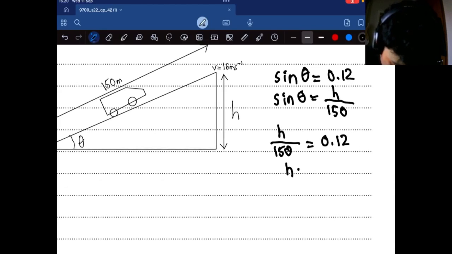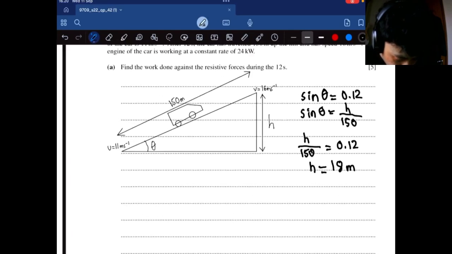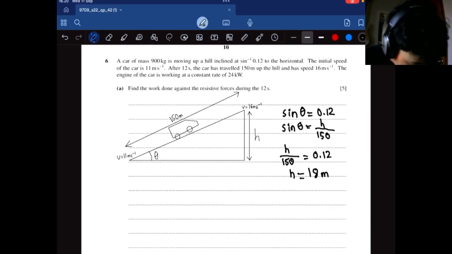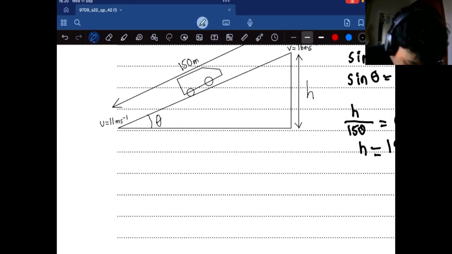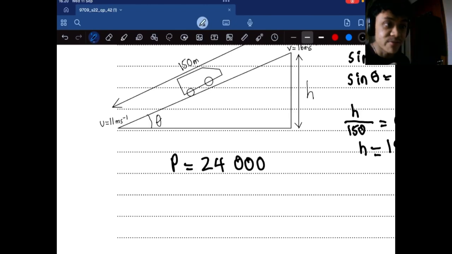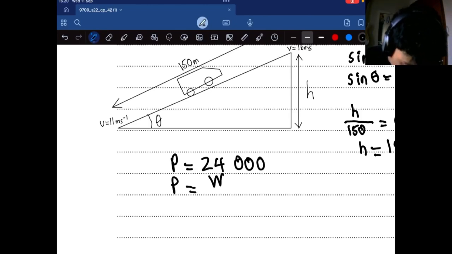Meaning that h is equal to 18 meters, if you calculate it. Okay. Now, we also know that the power of the engine of the car is 24 kilowatts, meaning that P, if you convert it, is 24,000 watts. Now, from this, we can also get the work done by the driving force, using the formula P is equal to work done by driving force over the time.